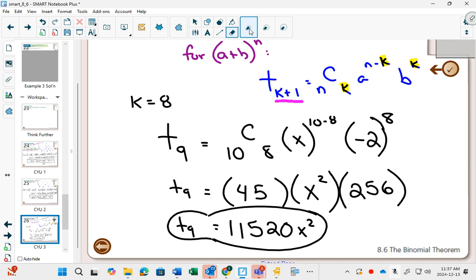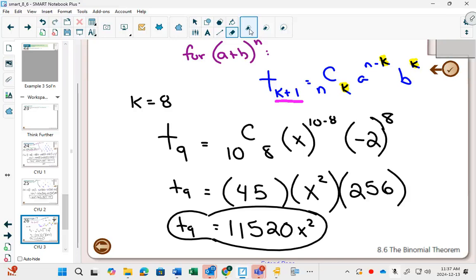There we go. There's our term 9. This is much faster than actually finding all 11 terms, simplifying all 11, and once they're all simplified, going, okay, which one's the 9th one? 1, 2, 3, 4, 5, 6. Circle the 9th one, and you're done. You can do that. It just takes a long time.